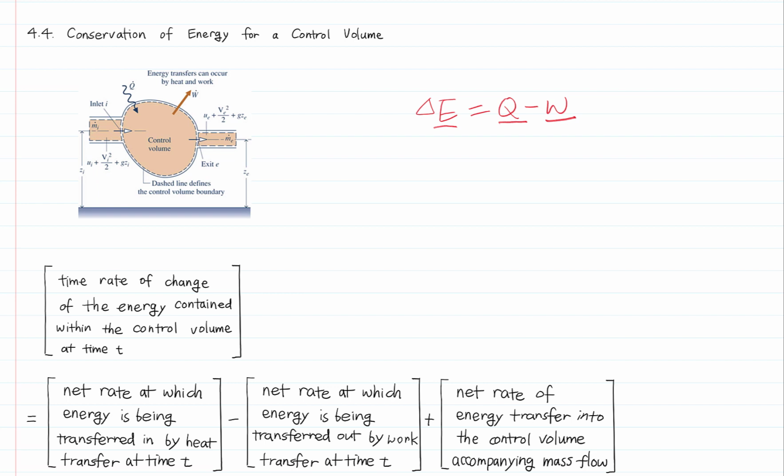The energy equations may be written in the rate form. So dE over dt equals Q dot minus W dot. So this is the energy balance equation for a closed system. If there is mass transfer across the system boundary, the first law of thermodynamics will have additional terms.